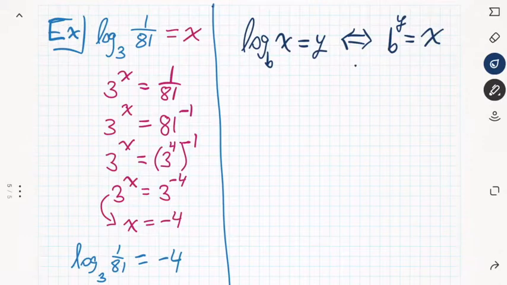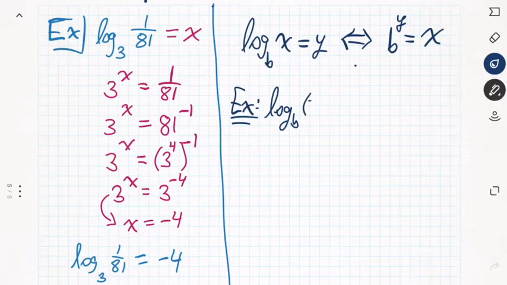Get rid of that. So if you have b to the y is equal to x, you can replace it with log base b of x equal to y. So just a couple silly little examples. These usually aren't too hard. I'm going to make them as messy as possible, of course.